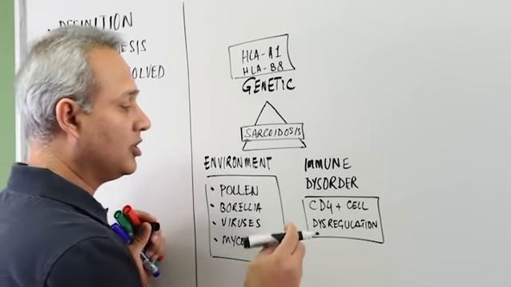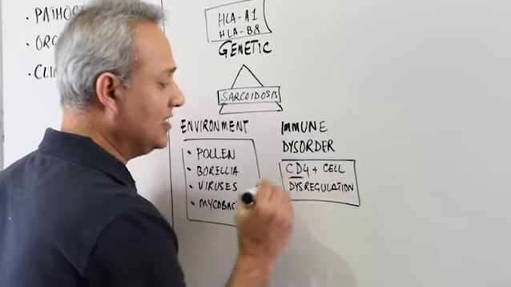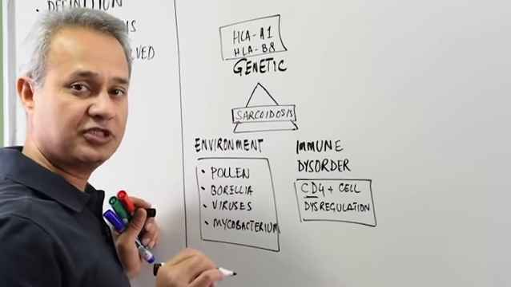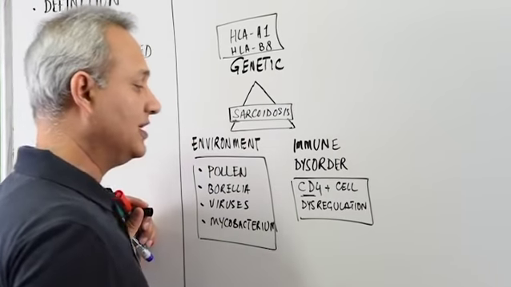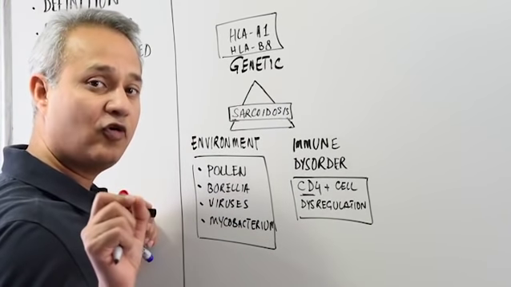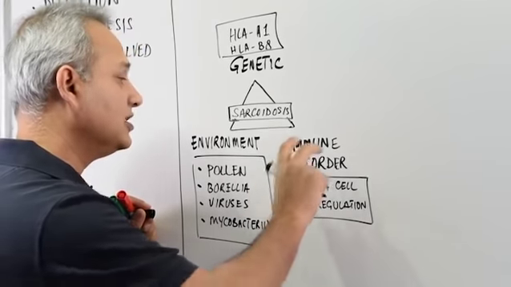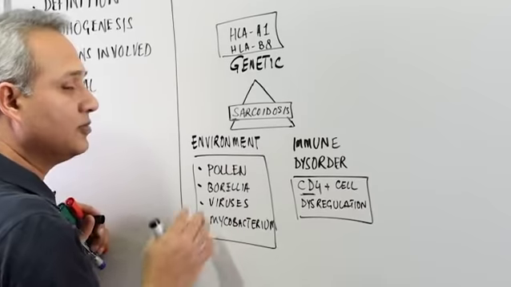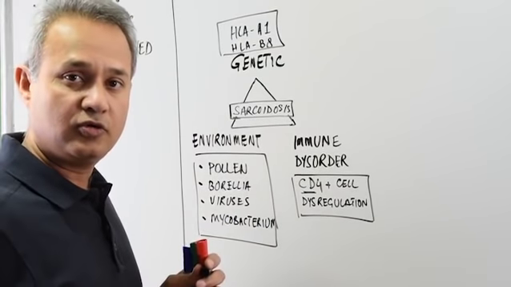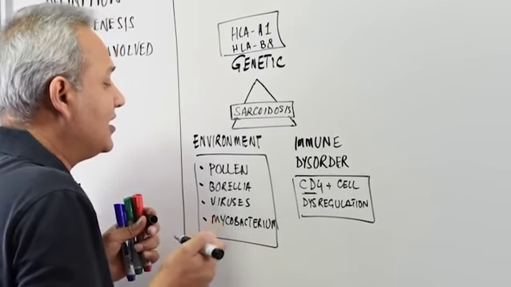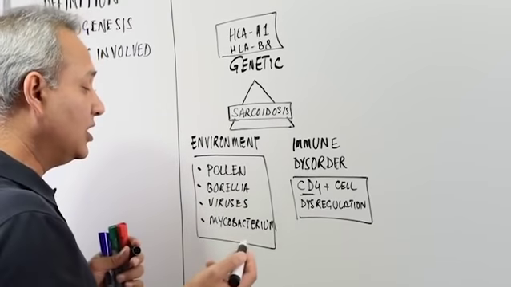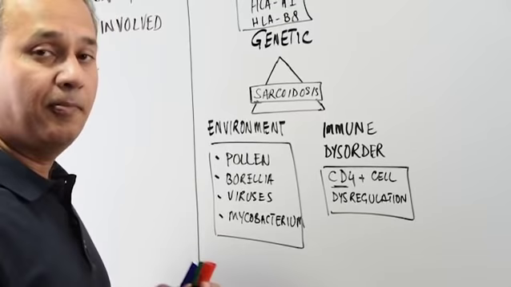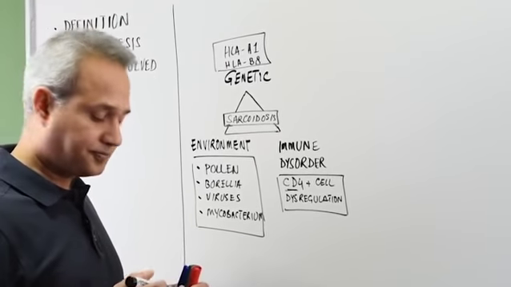On the immune disorder side, the CD4 cells are dysregulated in this particular situation. We'll talk about it in a second. However, there is CD4 cell dysregulation. So there is some problem with the immune system, and then there is some antigen of unknown origin. We think it may be some pollens, Borrelia, some viruses, and Mycobacterium tuberculosis, but nothing is certain.